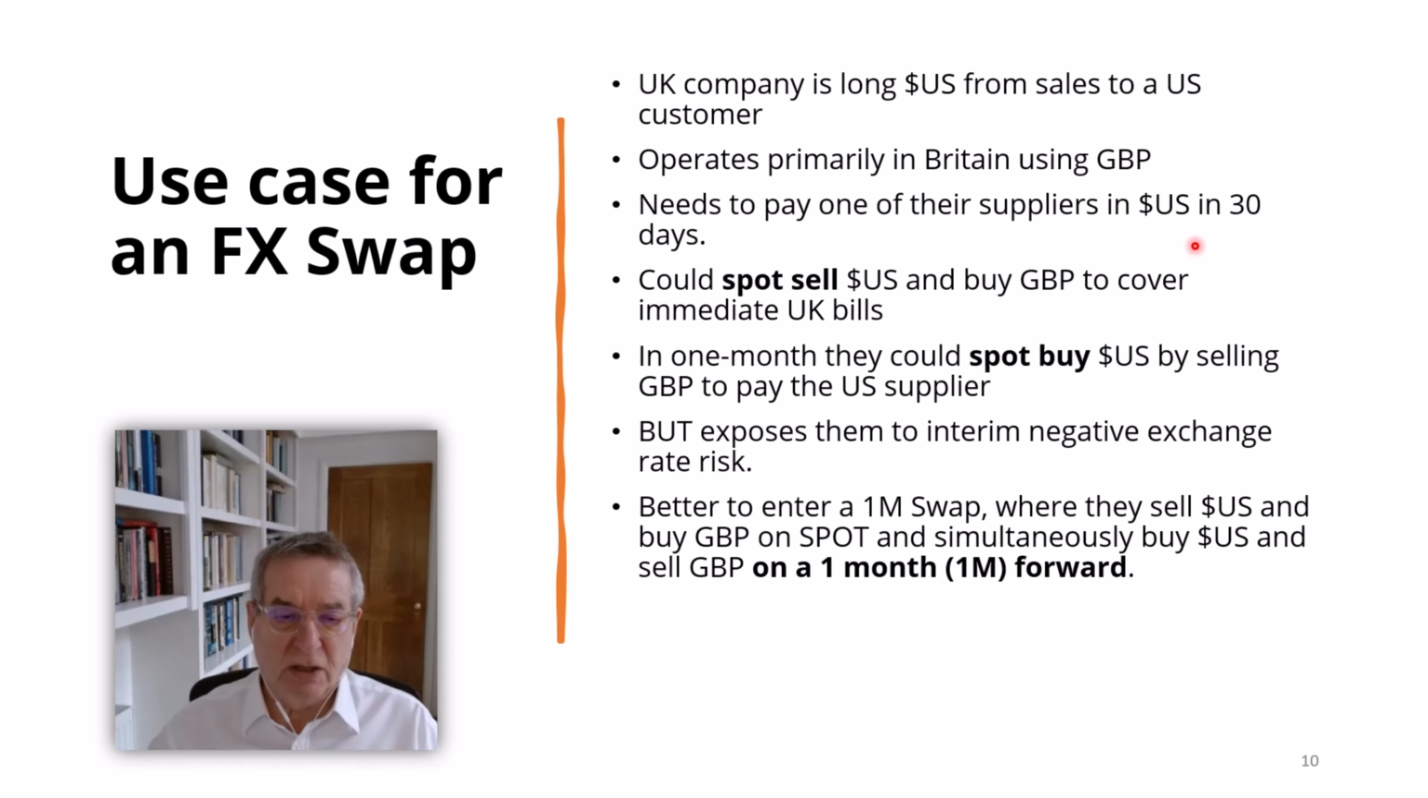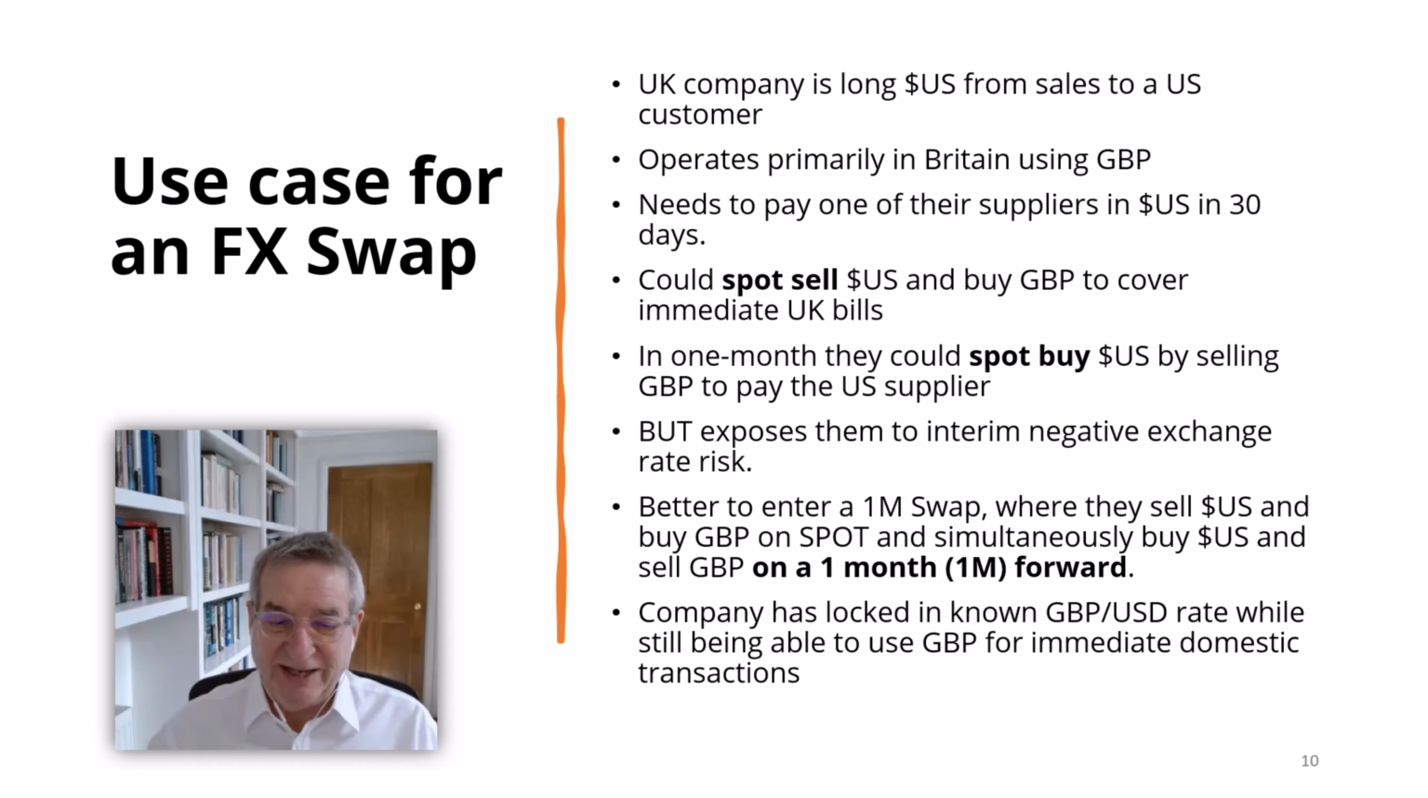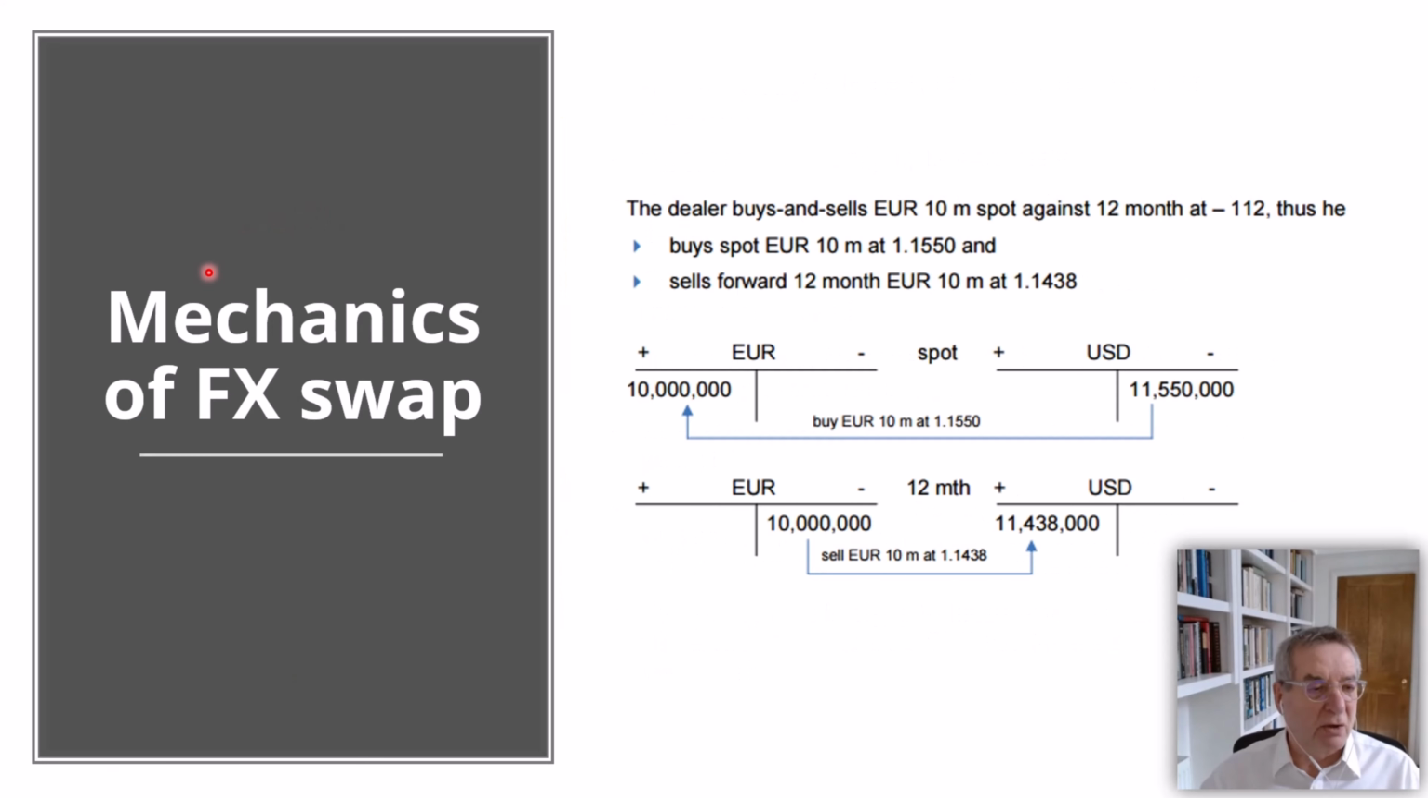So perhaps a better idea would be to enter a 1 month swap where they sell US dollars and buy GBP on spot, as we saw in the last diagram, and simultaneously buy US dollars and sell GBP on a 1 month forward arrangement, as just discussed on the previous slide. The company is locked in the known GBP USD rate while still being able to use GBP for immediate domestic transactions.